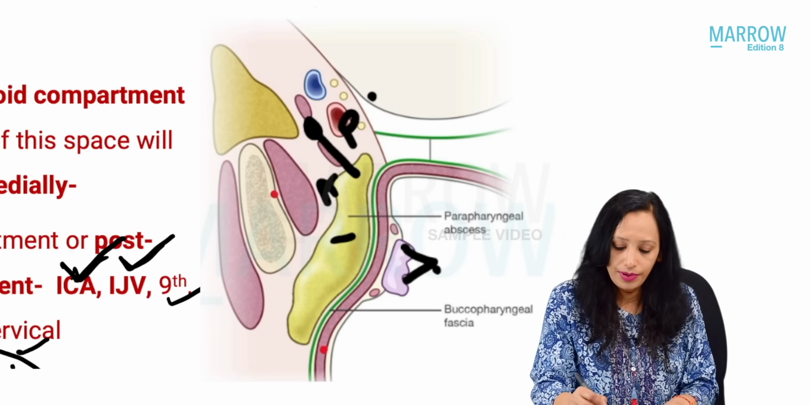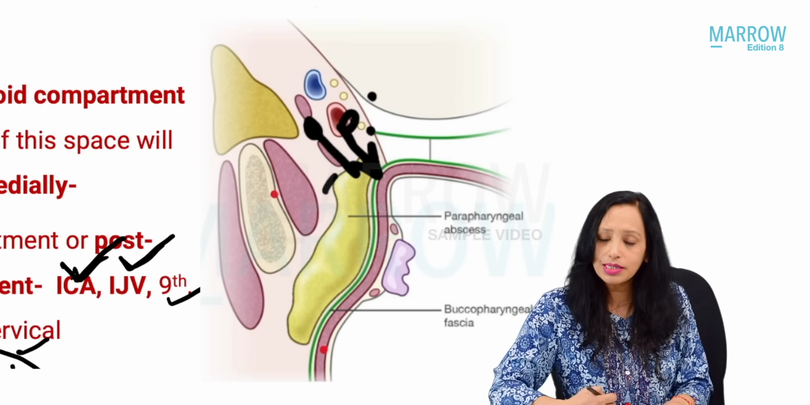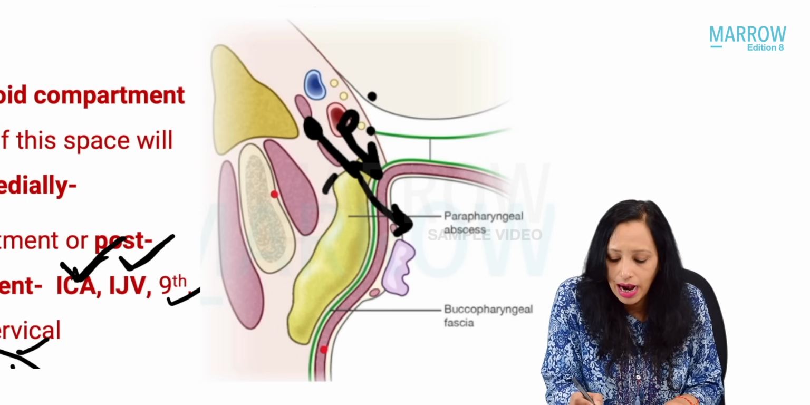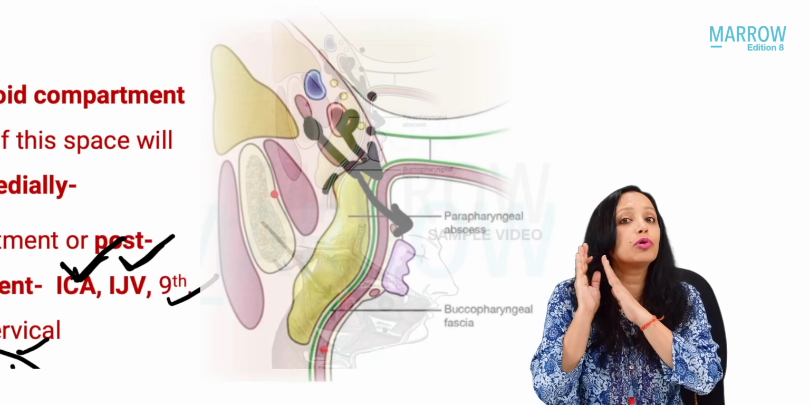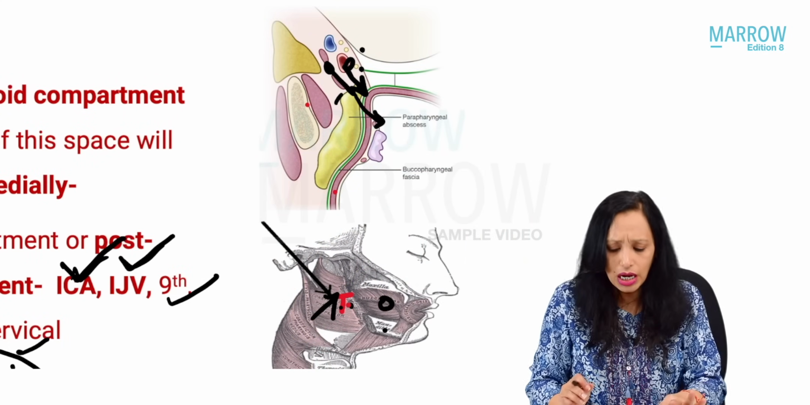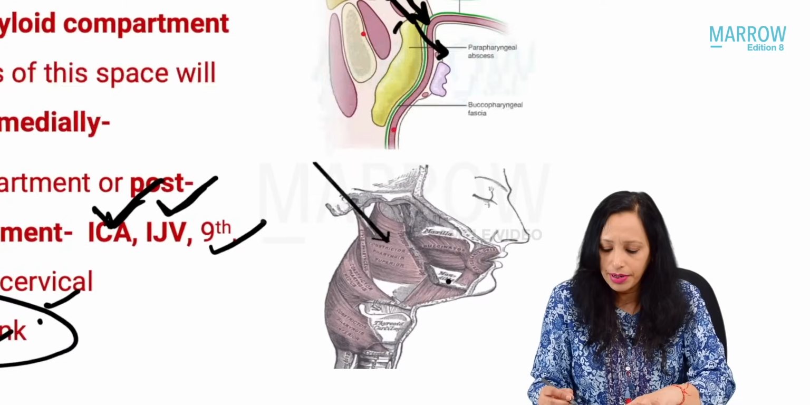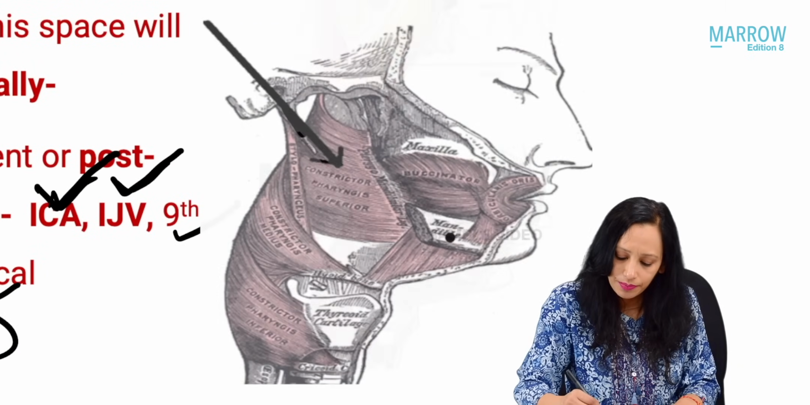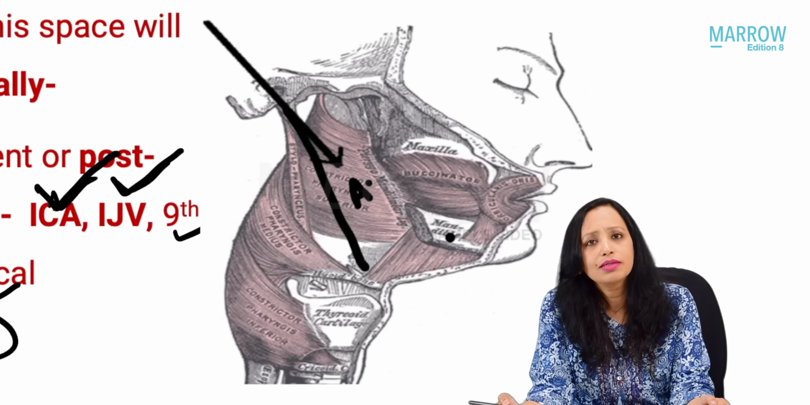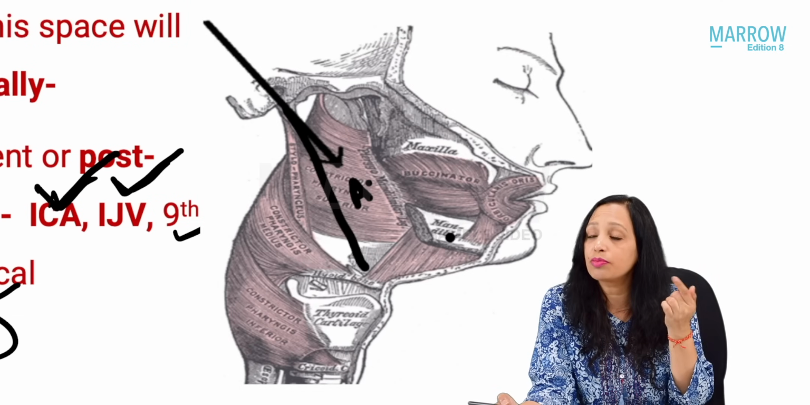Whereas, if it is a posterior compartment tumor or mass, then the lateral pharyngeal wall will be pushed medially, but where? Behind the tonsil, behind the posterior pillar of the tonsil. Is that clear? Now, let me ask you, if there is an anterior compartment abscess, where is the anterior compartment? This is the anterior compartment. Will the patient have trismus? What is trismus? Difficulty in opening the mouth, that is because of spasm of the masticator muscle.